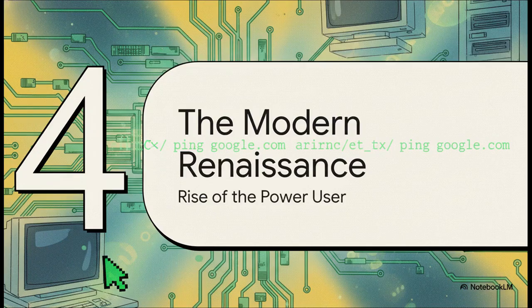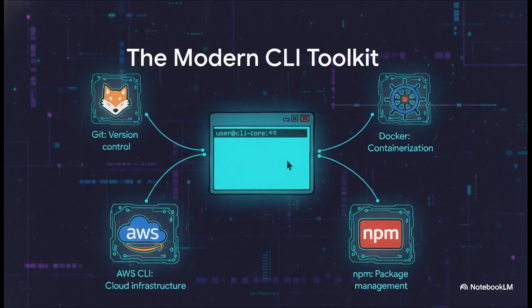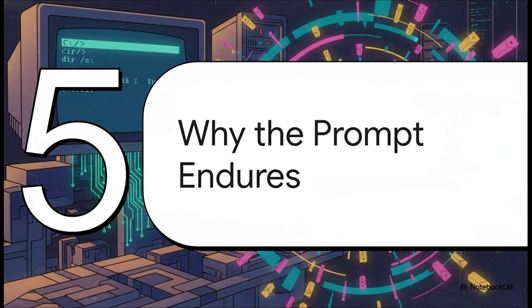But here's the thing. The command line didn't die. Far from it. While the rest of the world was busy clicking on icons, the CLI became the invisible engine that powers the entire modern internet and software development world. I mean, just look at this list of tools. From Git for managing code, to Docker and Kubernetes for running modern applications, to the tools that manage the cloud infrastructure for companies like Amazon and Google. They're all command line first. You simply can't be a modern developer or a systems administrator without it. It's non-negotiable.